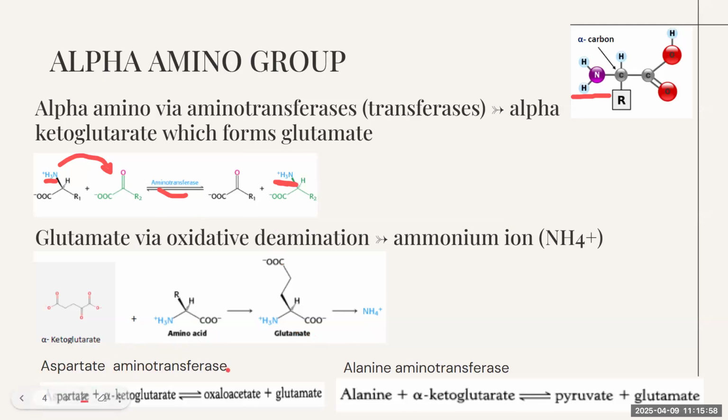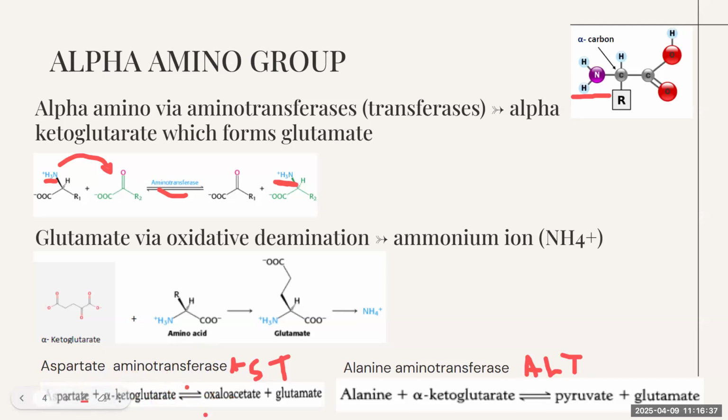Now you can see two enzymes that you need to know that are aminotransferases. You have AST and ALT. AST, aspartate aminotransferase, catalyzes the reaction between aspartate and alpha-ketoglutarate to give off oxaloacetate and glutamate.